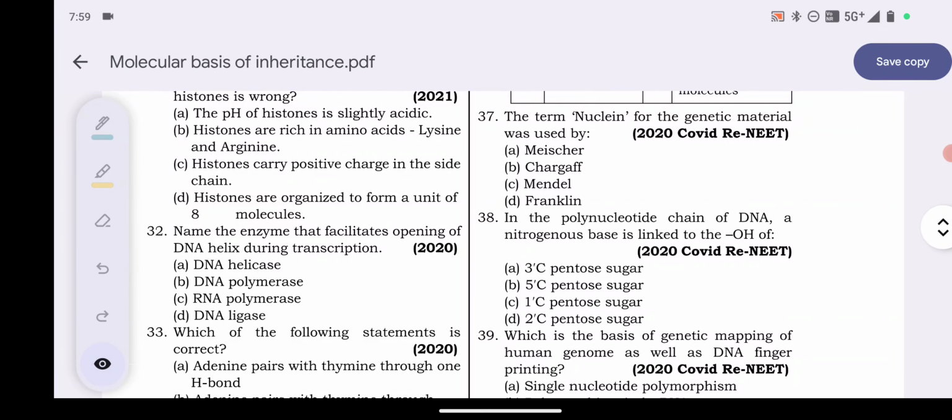Question number 37. The term nuclein for the genetic material was used by. Nuclein was used by मेस्टर, चारकॉफ, मेंडल, फ्रैंकलिन. ऑप्शन ए आपका आंसर होगा मेस्टर. एक्सप्लेनेशन. DNA as an acidic substance present in nucleus was first identified by Friedrich Meissner in 1869. He named it as nuclein. Okay.